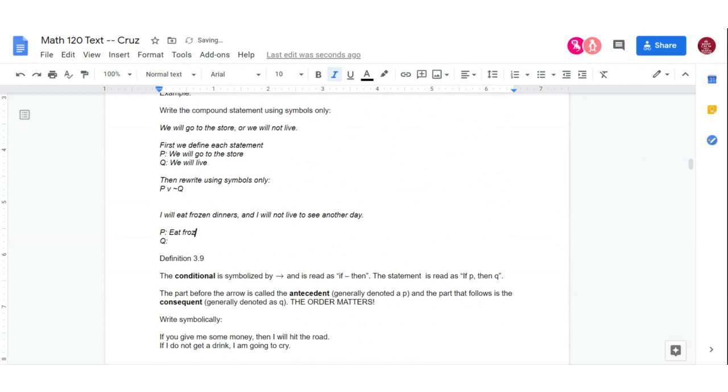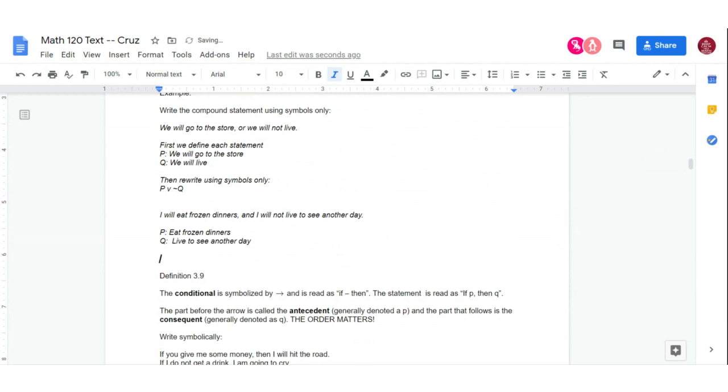So P is eat frozen desserts, and again, the same thing I'm going to do here. All right. So we're going to use the and symbol now. So P and. Now, again, the statement is negated here.